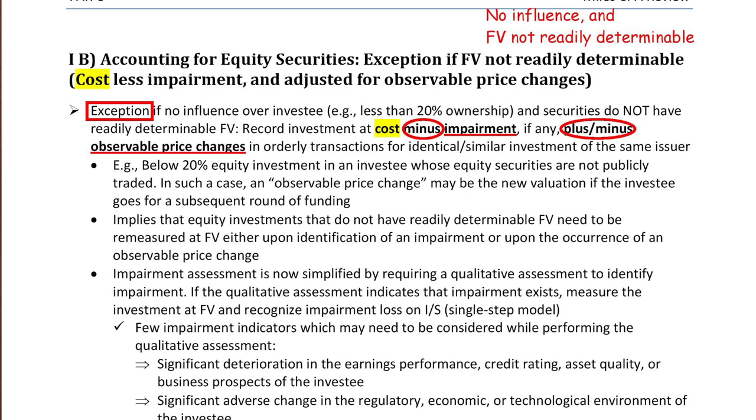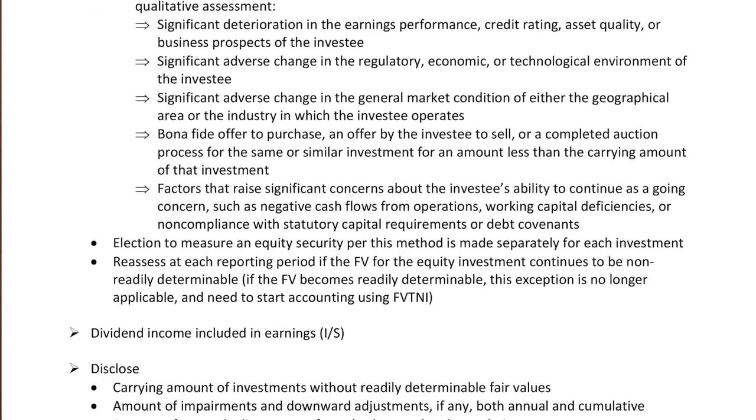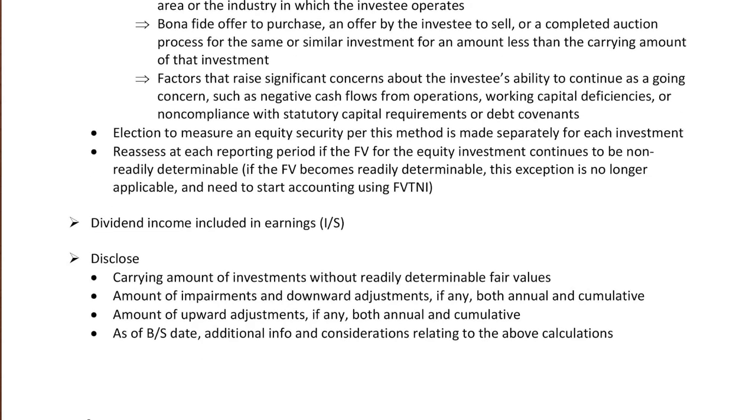So once again, we're going to look at investment at cost, the original price which the investor paid for those securities, adjusted for any impairment losses, and also adjusted for any observable price changes. Scroll down towards the bottom of the page and note that even under this exception rule, dividend income is included in earnings. So that's on the income statement.